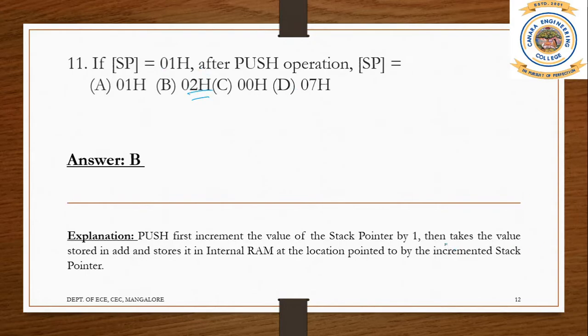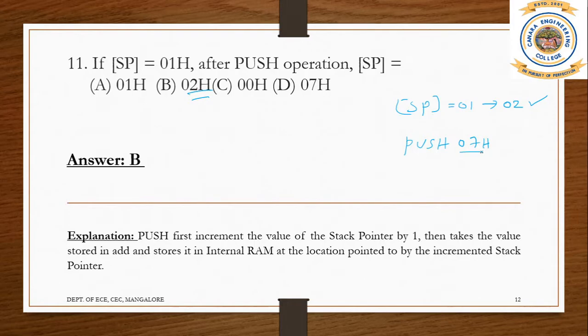The additional information is that it takes the value stored at the address where the stack pointer is pointing and stores it to the internal RAM at the location pointed to by the incremented stack pointer. So if you write PUSH 07, it will first increment the stack pointer. The stack pointer was 01, so this will be incremented to 02.